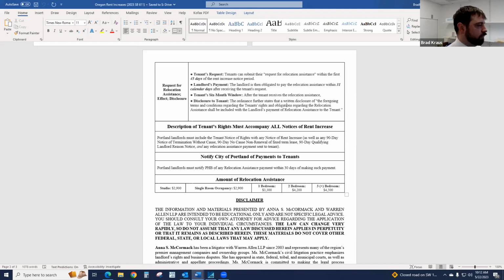All right. Question: if sending the rent increase notice now, should it be based on the new law?